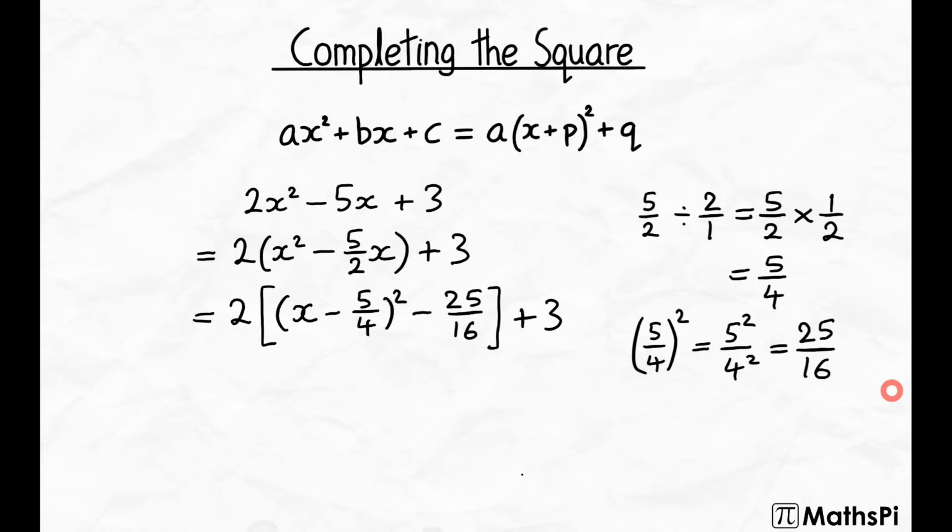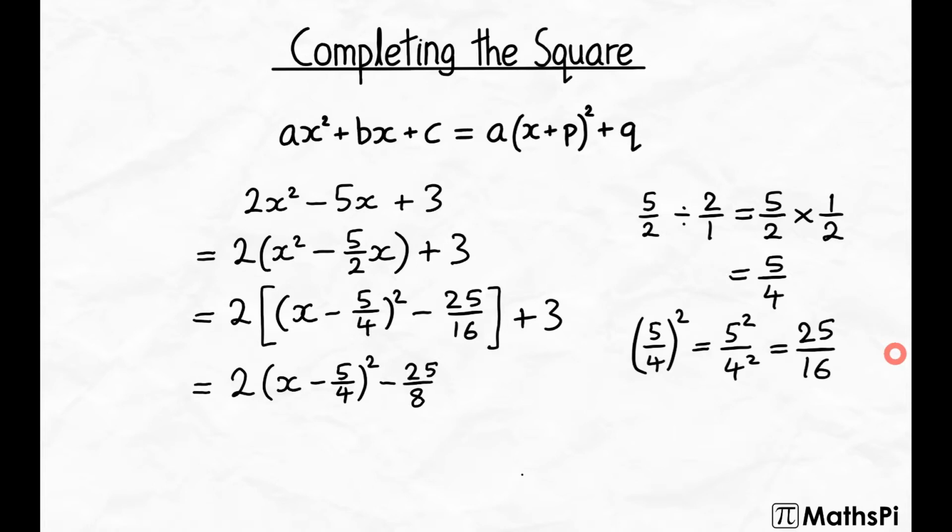The next part, we're going to multiply the 2 into the large brackets. So quite simply, the 2 will go in front of our squared bracket here. And then we're going to do negative 25 over 16 times 2. This gives negative 25 over 8.